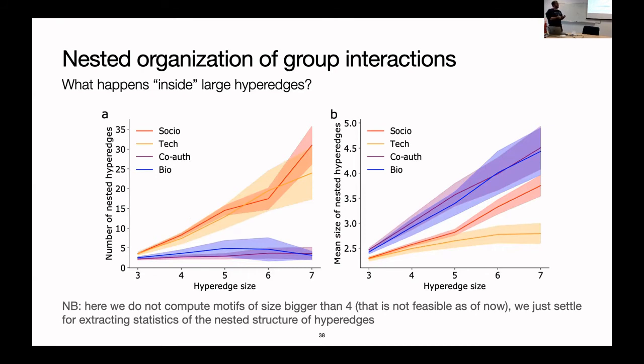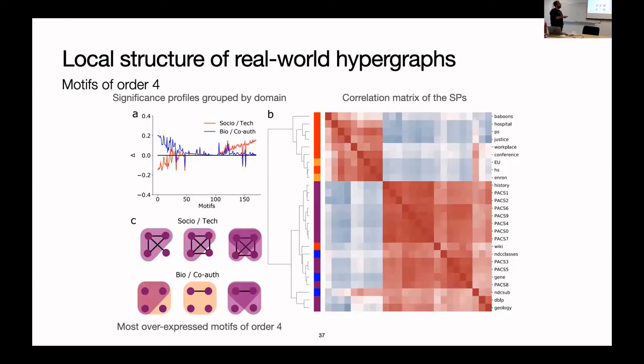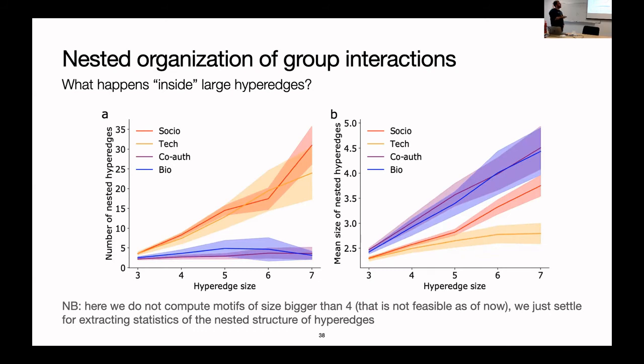So what are the hyperedges inside other hyperedges, and we compute statistics like how many hyperedges are inside hyperedges of some size, or what is the mean size of the hyperedges inside hyperedges of some size. We can plot that and see that this is a more general trend. It's not valid only in motifs. We see that, for example, in co-authorship and biological networks, the number of nested hyperedges is almost constant, while it tends to grow fast in the social and technological data.